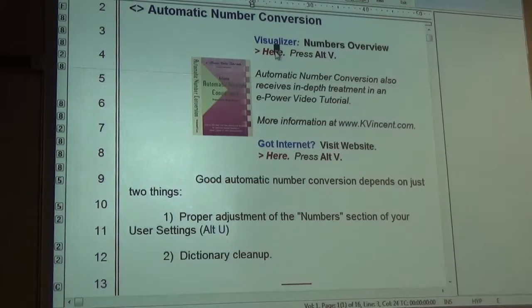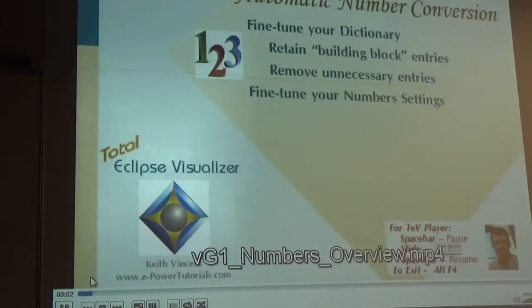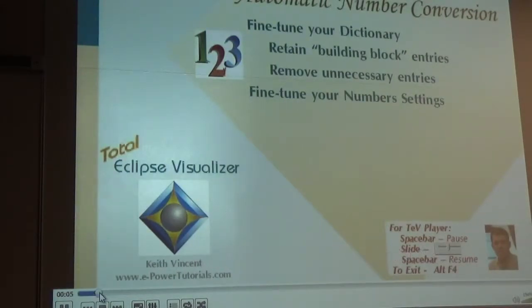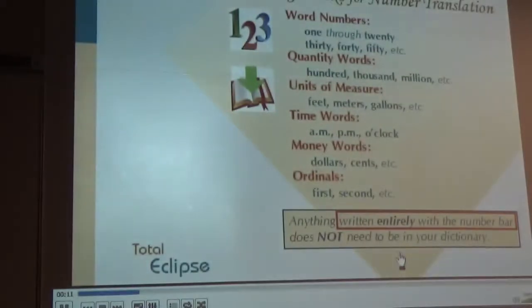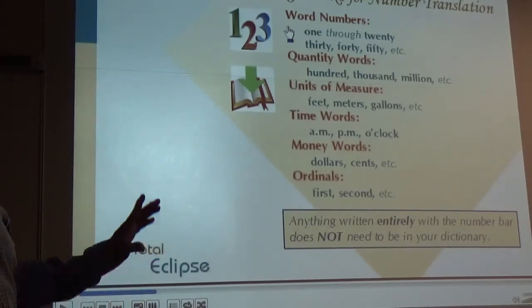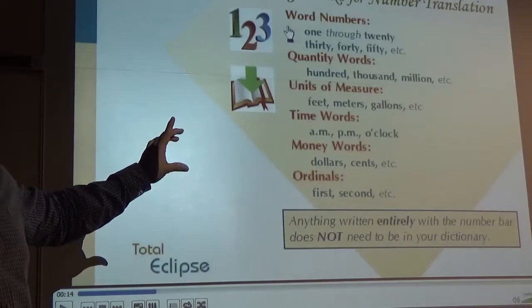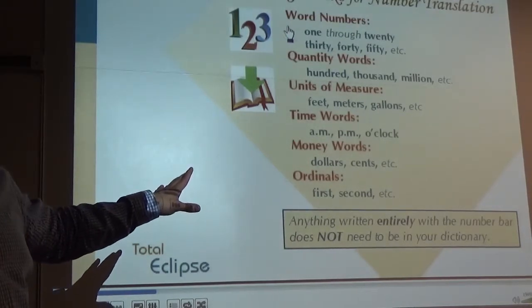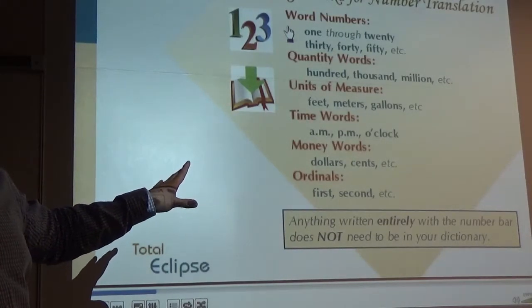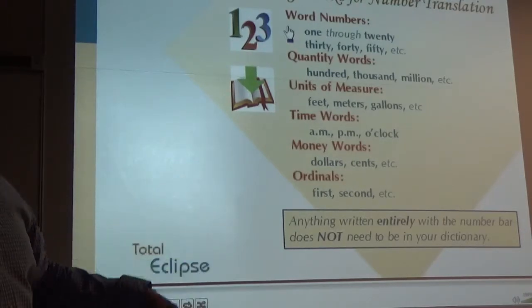All right, numbers overview. With Eclipse, 2 basic steps will give you excellent number translation: fine-tune your dictionary, and fine-tune your number settings. Pure number bar strokes aren't even necessary in your dictionary. Y'all understand that, right? We went over that the first time about the numbers. When you use the number bar, you don't have to define it. It's only when you write the number out that you want it defined.